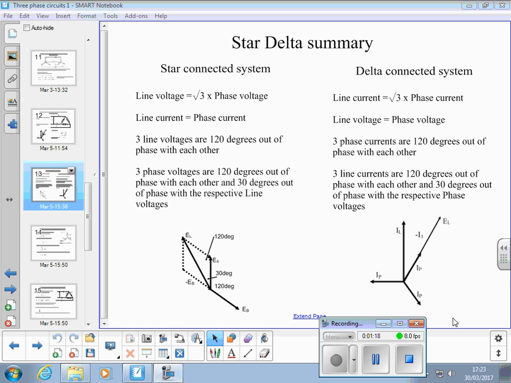In a delta connected system, the line voltage and the phase voltage are the same. So you put 400 volts across a phase in a delta system, but the line current is √3 times the phase current in a delta connected system. Again, there's three phase currents 120 degrees out of phase with each other, three line currents 120 degrees out of phase with each other, and 30 out of phase with their respective lines. So that's a summary of what we covered last week.